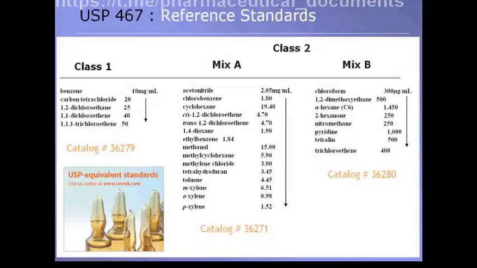When you look at the standards themselves, when we do the methods, these are the reference materials being used. So we are actually creating standards based on this analyte list, and we see that we have class 1s and we have class 2s that are separated into 2 mixes, mix A and mix B. So to do USP 467, it actually requires these 3 standards, and they are available. Here are catalog numbers, but I just wanted to mention that these are the ones that we will be testing for in the method.